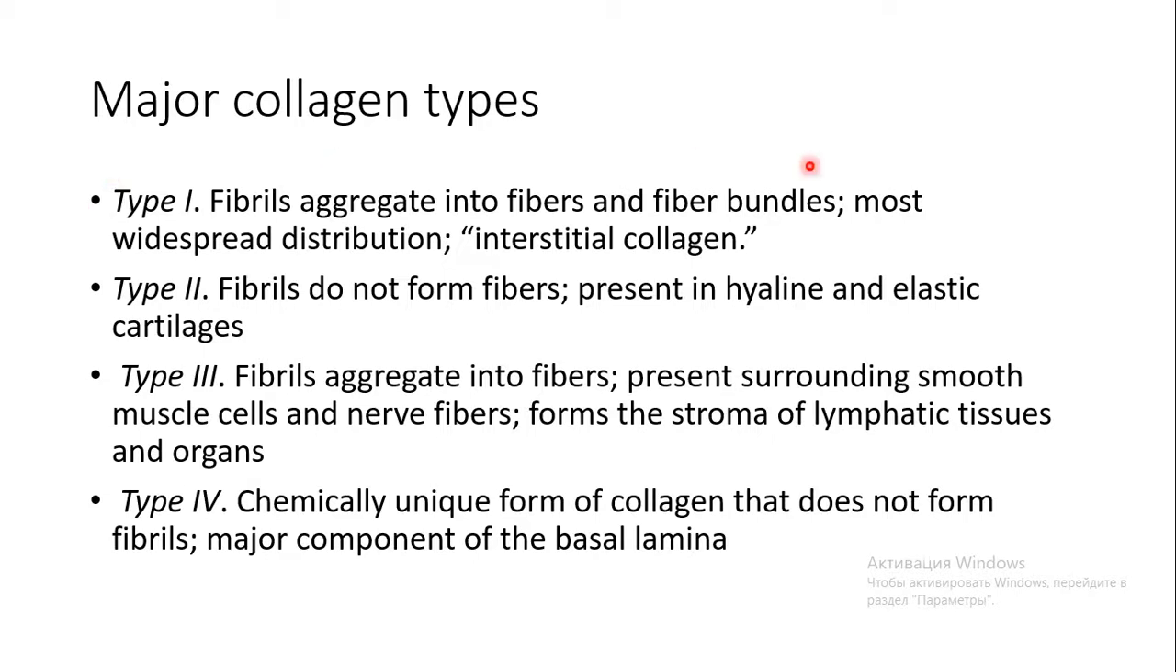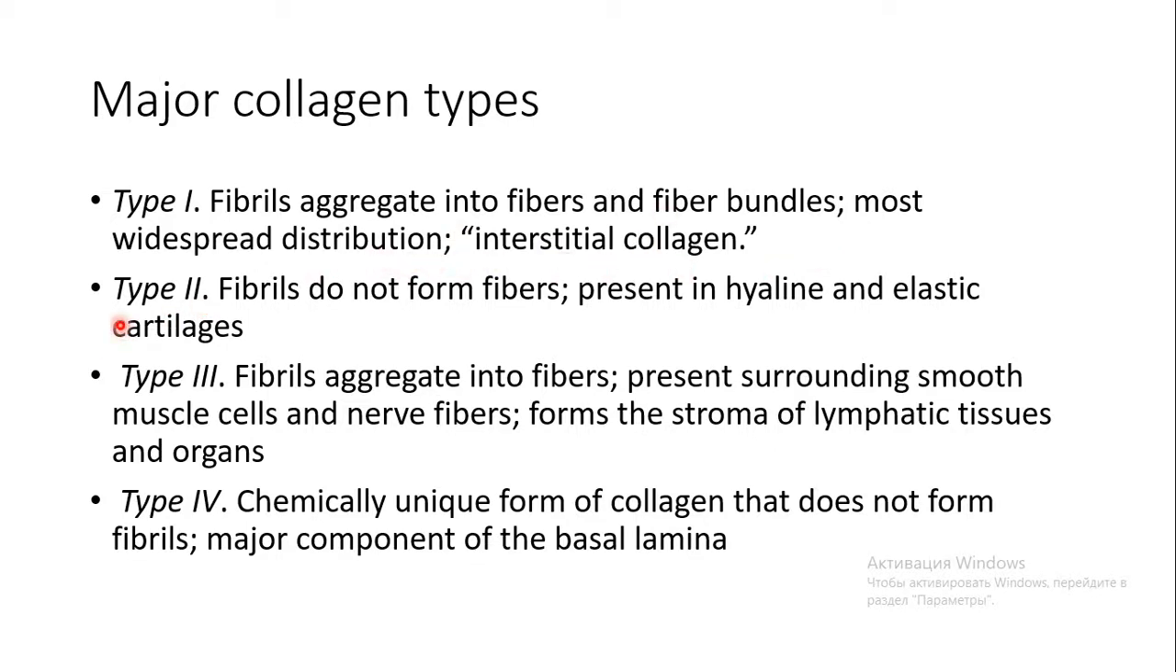Type 1 collagen. It's interstitial collagen, the most common type of collagen, which is present almost everywhere. They're present also in bones, in fibrous cartilage, and in most of our connective tissues like tendons, ligaments, and capsules of organs. This is the most common type. It forms fiber bundles, and it's very tough collagen, so it's most widespread.